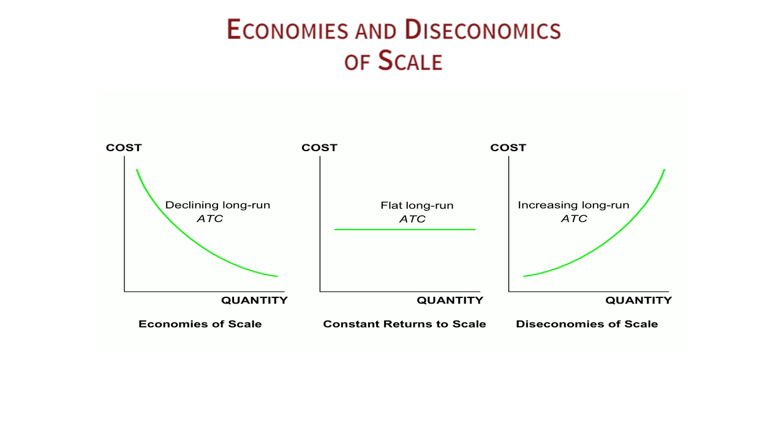And then on the far right, you can imagine the part of the curve which is increasing. That's increasing long-run average total cost, sometimes called diseconomies of scale. And the middle is kind of constant returns to scale, and that's neither economies nor diseconomies.